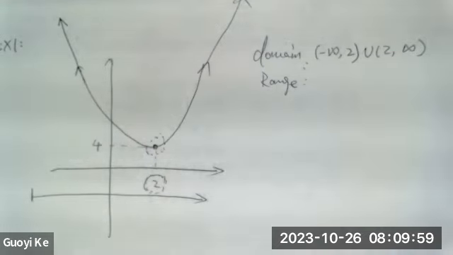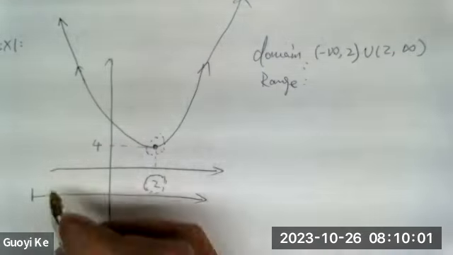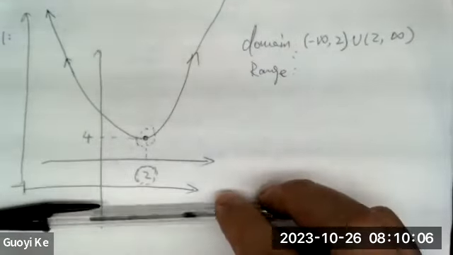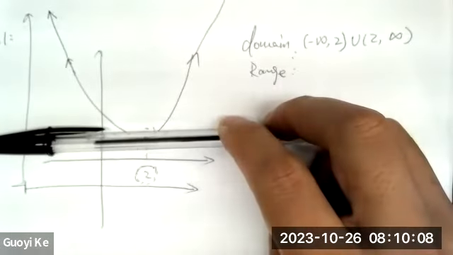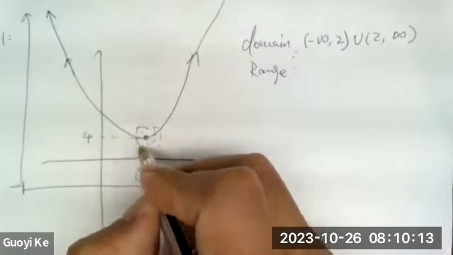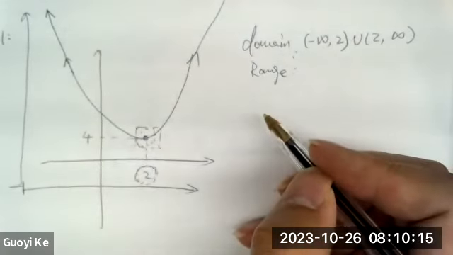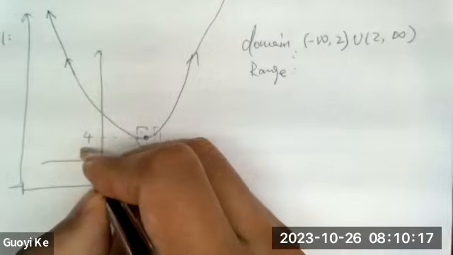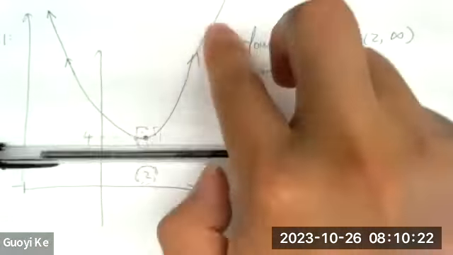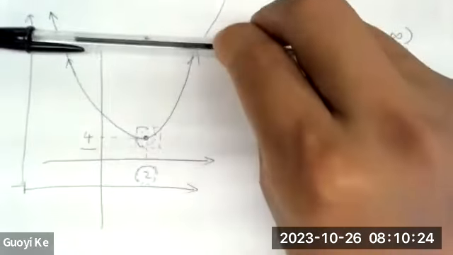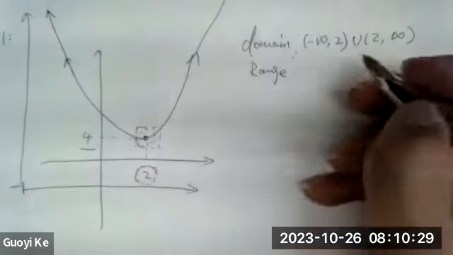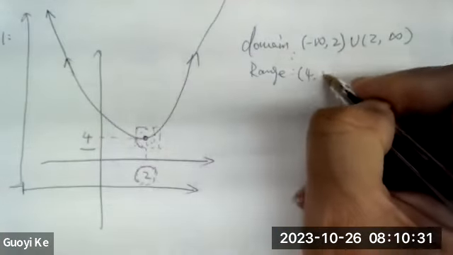And the range goes from downside to upside. So we need to be careful from downside. We move the pen until here. You can see the first touch is this point, and this point has y value 4. And again, we can see the curve always goes up. That means we move the pen to infinity. So from 4 to infinity.